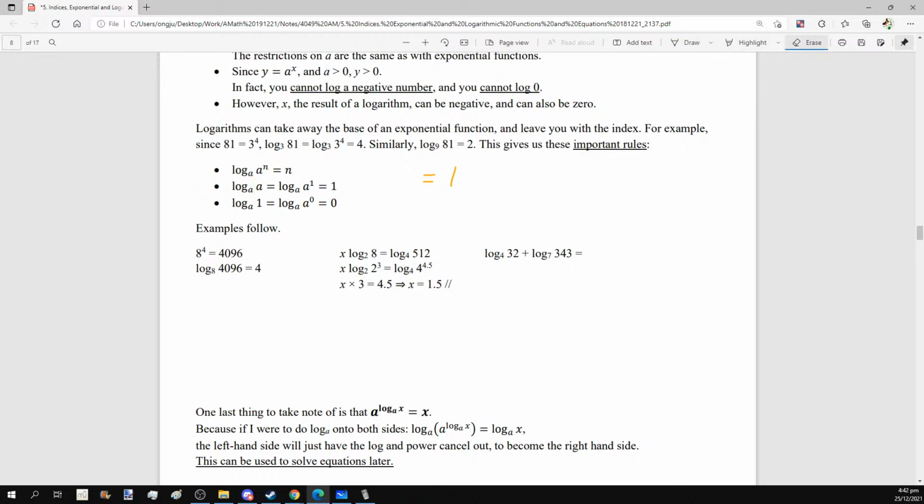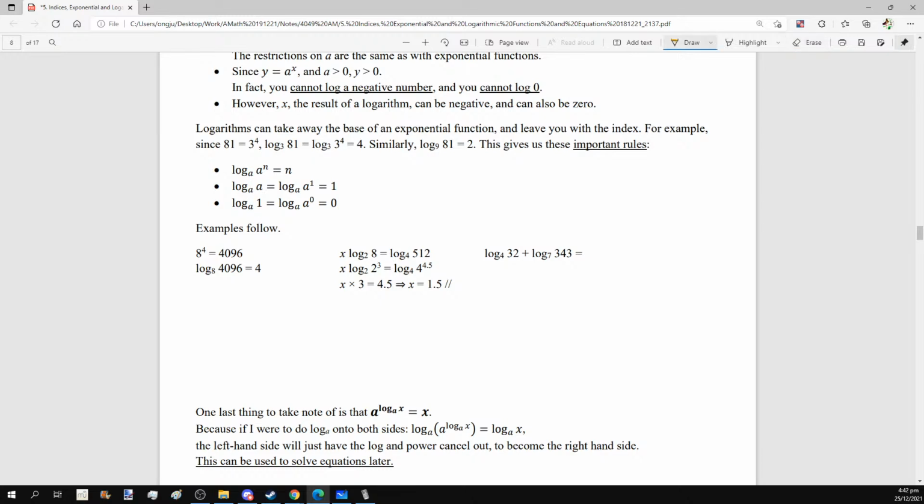And the last specific case is if I have n equal to 0, then this a to the power n turns into a to the power 0, which is 1. And that guy here, which is n, will simply turn into 0. So these are some specific cases.